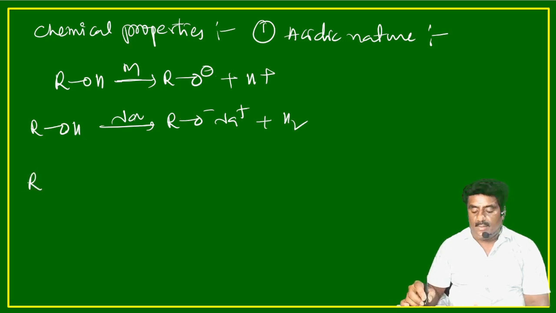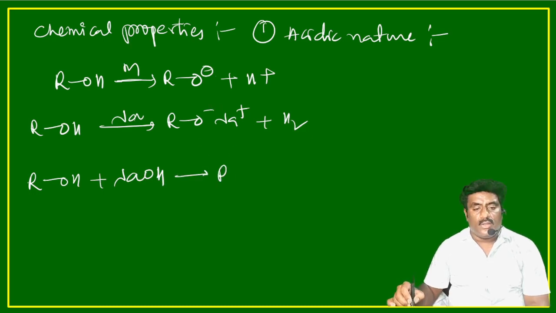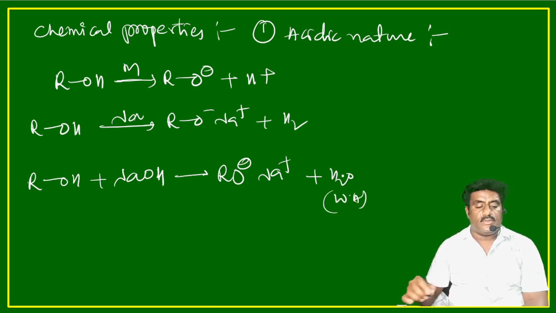Again, alcohol with sodium hydroxide. It forms what? RO minus plus H2O. H2O is a weak acid. Yes, alcohol is a weak acid.